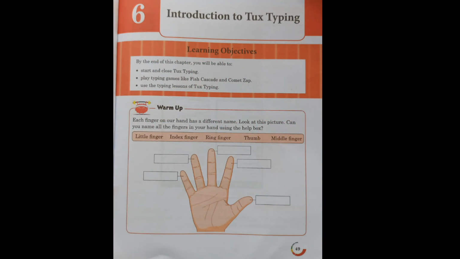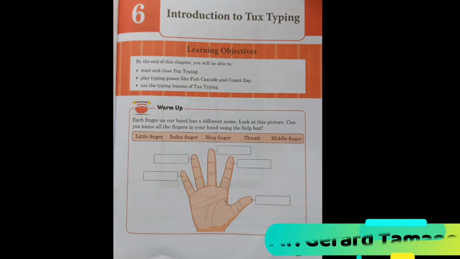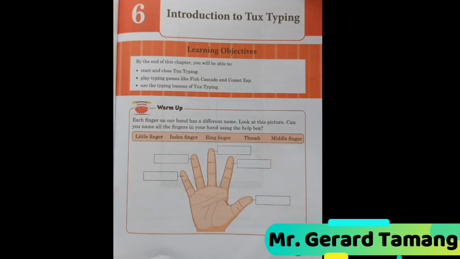Class 1. Today we'll start a new chapter, that is Introduction to Tux Paint. Now, page number 49. Learning objectives. By the end of this chapter, you will be able to: 1. Start and close Tux Typing. 2. Play typing games like Fish Cascade and Comet Zap. 3. Use the typing lessons of Tux Typing.